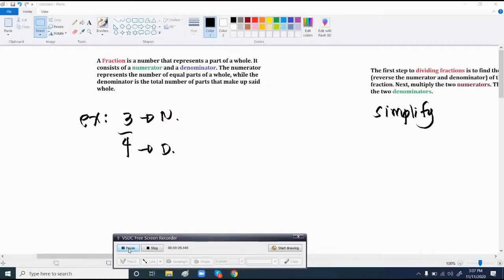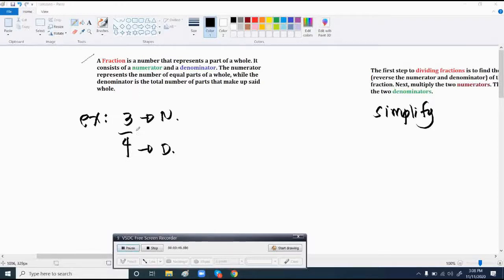For today's topic, we will be going to talk about what is a fraction. A fraction is a number that represents a part of a whole. It consists of a numerator and a denominator. The numerator represents the number of equal parts of a whole, while the denominator is the total number of parts that make up said whole.